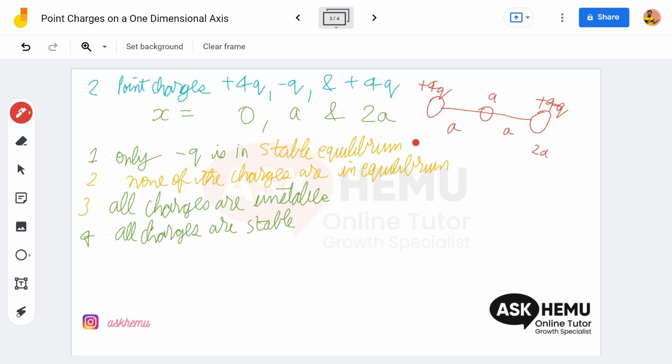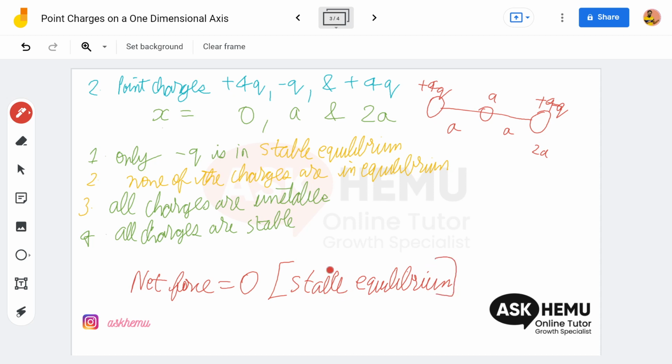So the question here is again simple. What is the equilibrium being present here? Now we can only say it is in equilibrium if the net force is equal to 0. If the net force on an object is equal to 0, we say that the object is in equilibrium. So ultimately the question here is not about directly finding equilibrium, but to find the net force on the charges. We can find the net force on any charge for that matter.